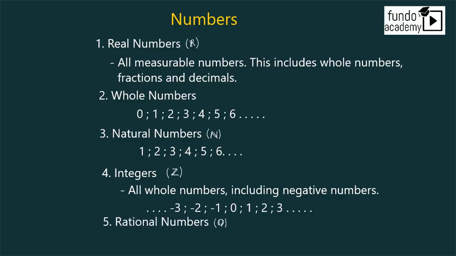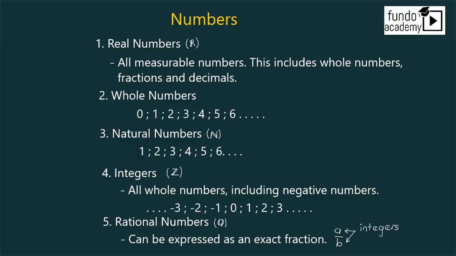Rational numbers. Now with rational numbers, we are talking about numbers that have an exact form that can be expressed as an exact fraction. In other words, they can be expressed as an exact fraction like a over b, where a and b are integers. So we shall be talking more on rational numbers in a topic that is going to come, but you just need to know what rational numbers are. These are numbers that can be expressed as an exact fraction or as an exact ratio, or in the form a over b, where a and b are integers.